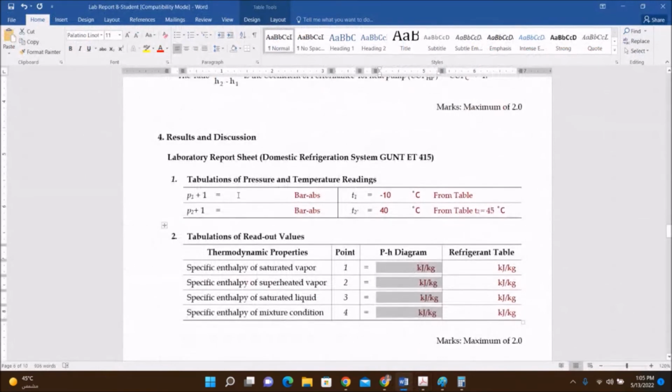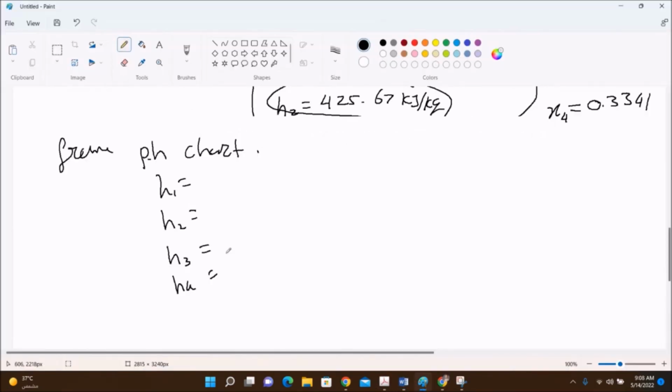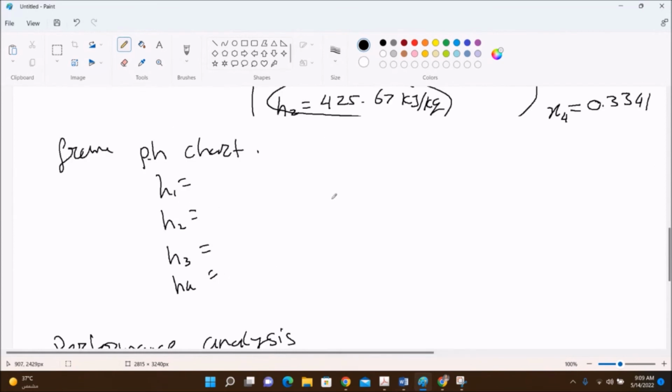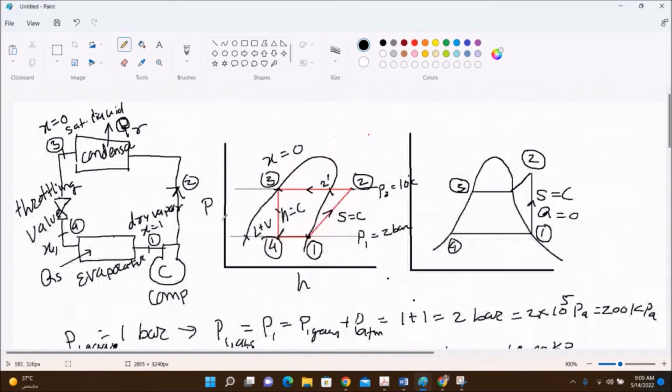Okay. Now pressure also you can write here. And now we will do the performance analysis. What is performance analysis? I will explain first here in the diagram. So during process 4 to 1, the heat is added. The heat is added, QS, and this is called the refrigeration effect. So refrigeration effect or heat added in the system is H1 minus H4.